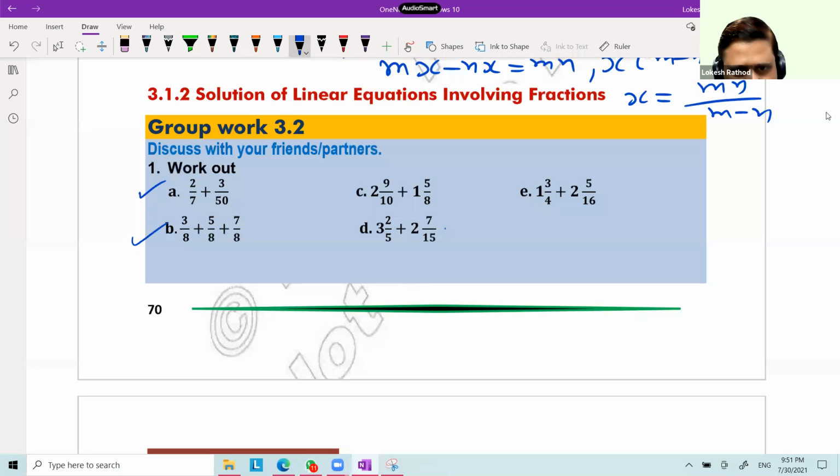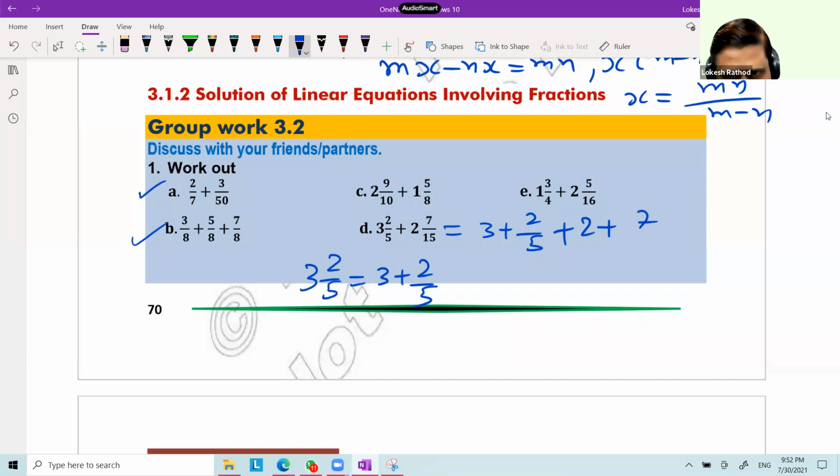And this kind of question, this D. What do you do? It's simply 3 2 over 5, which is nothing but 3 plus 2 over 5. So here you can simply write like this. And 2 7 over 15 is nothing but 2 plus 7 over 15. Then you simply add this to this. So 3 plus 2 is 5, and you need to add 2 over 5 plus 7 over 15.